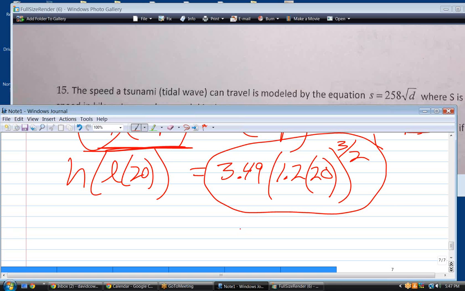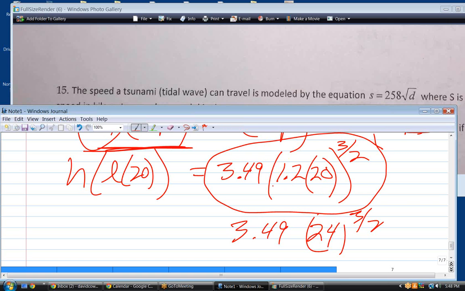374.58. Well, let's see. We have 3.49 times 24 to the 3/2 power. Well, 24 to the 3/2 power. Did you do it that way? In other words, in order to evaluate this thing in your calculator, you have to multiply the 1.2 times the 20 first. Oh, okay. That's the mistake I always make. I need to write it out.